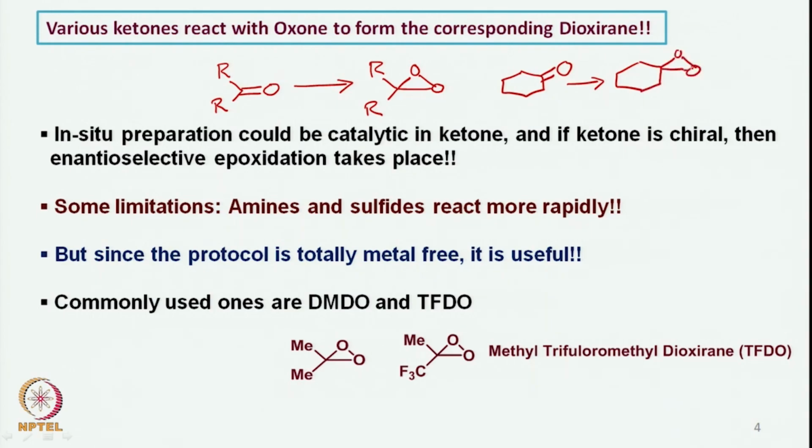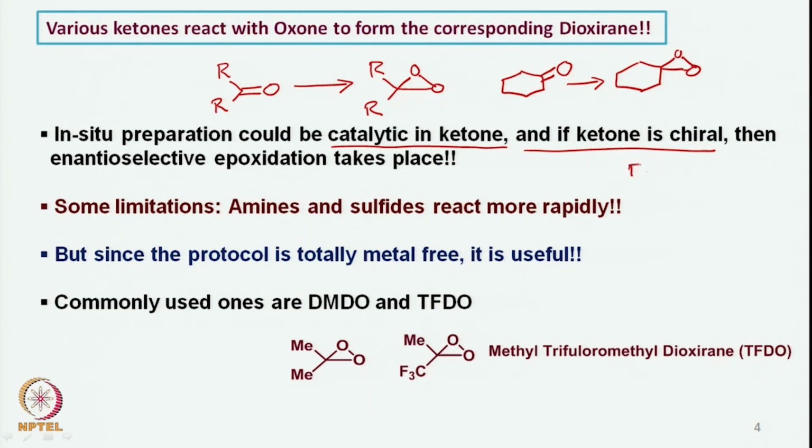The advantage of this is that we can prepare the dioxirane from a chiral ketone. So if the ketone is chiral, that means optically active, then we can use a catalytic amount of ketone and react with oxone, and then epoxidation is expected to take place because of the chiral ketone. So any chiral ketone will give the corresponding chiral dioxirane.